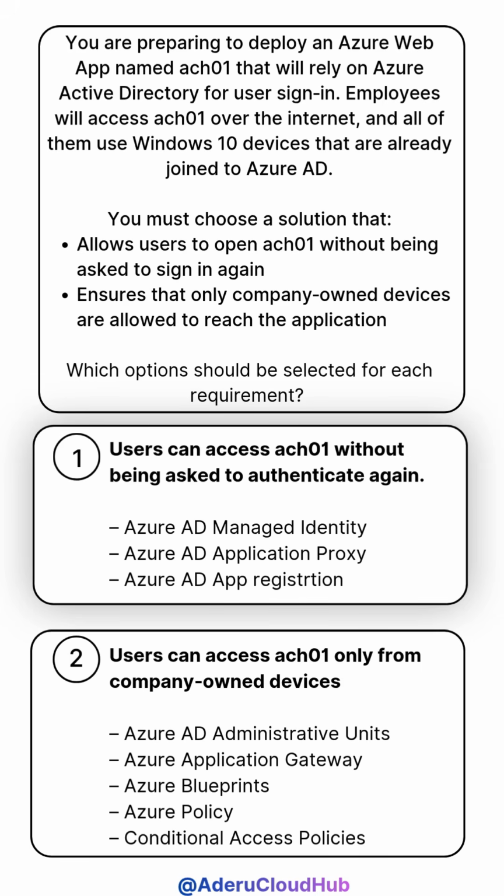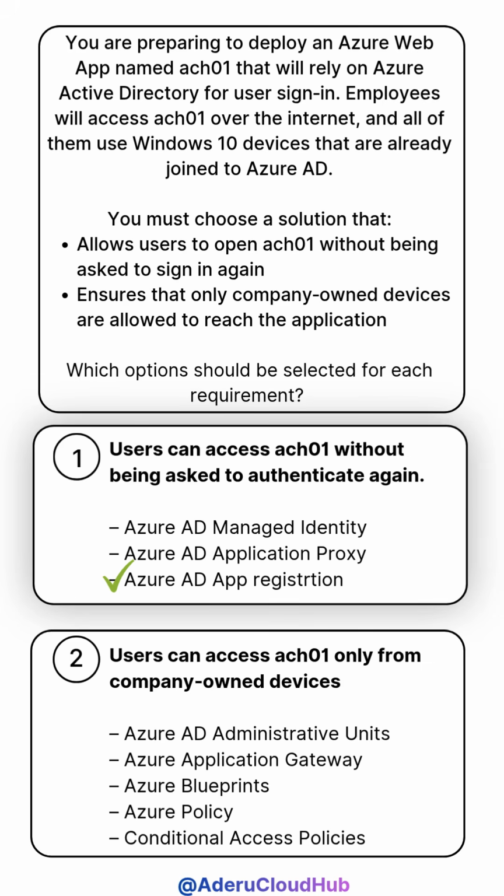Next one is Azure AD Application Proxy. It helps in publishing internal applications to the internet without exposing our internal network. Third one is Azure AD app registrations. Registering the application in Azure AD enables single sign-on. Since users are already signed into the device, which is Azure AD domain joined, it probably won't ask for credentials again. Next, we need to restrict the ACH01 application access to only company-owned devices.